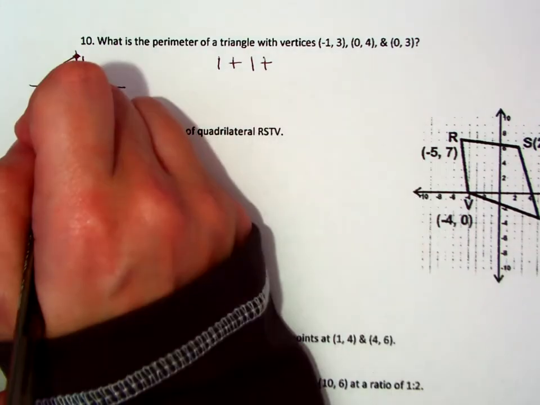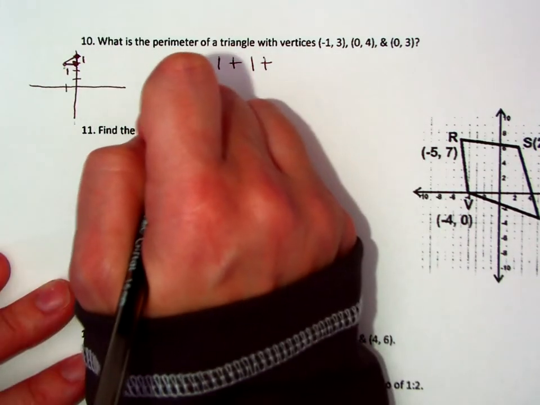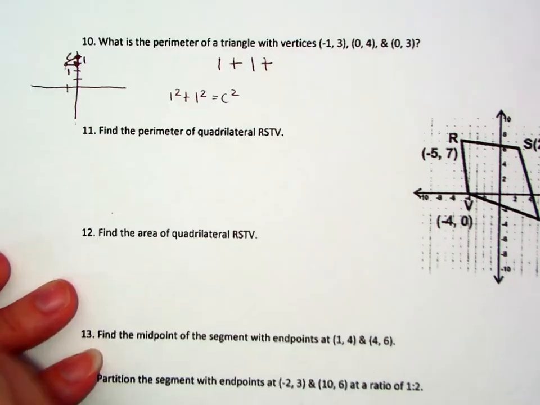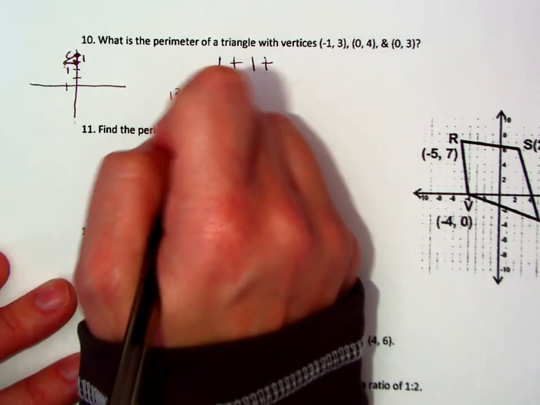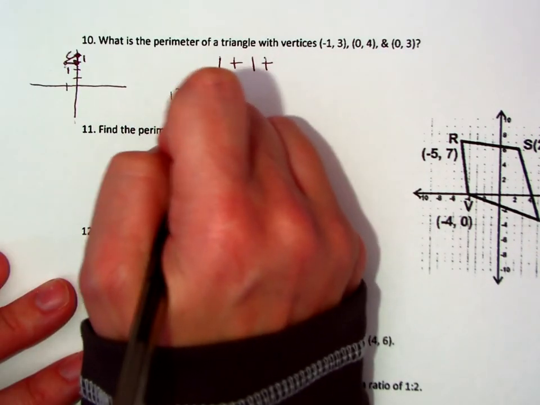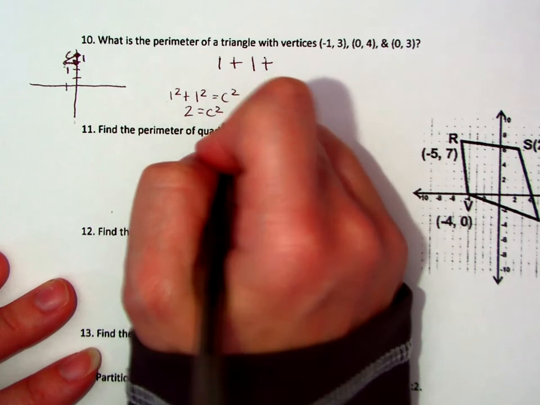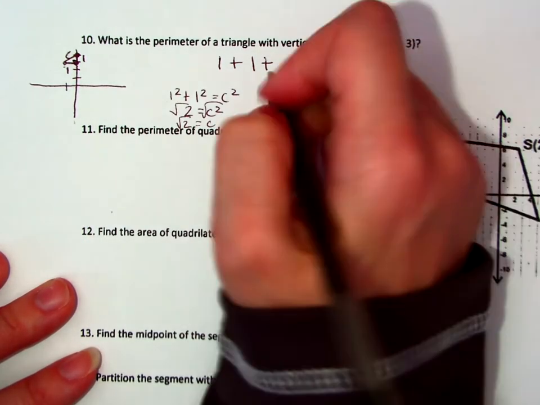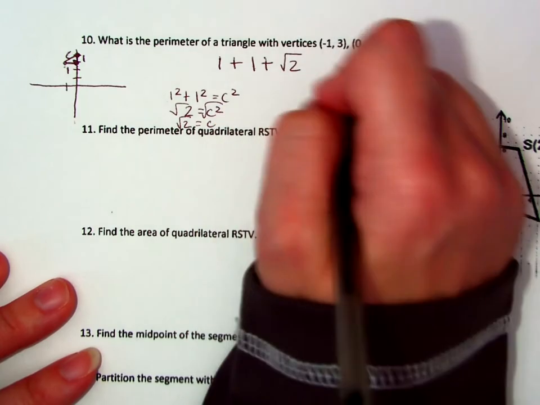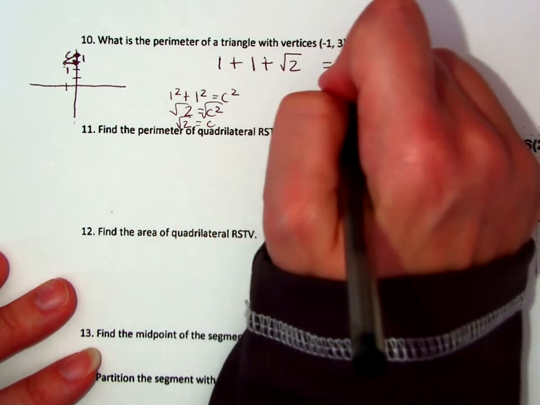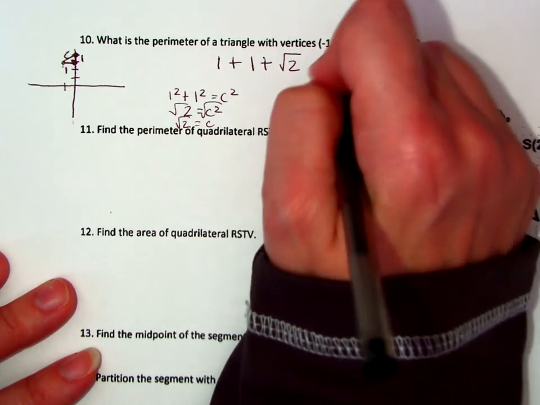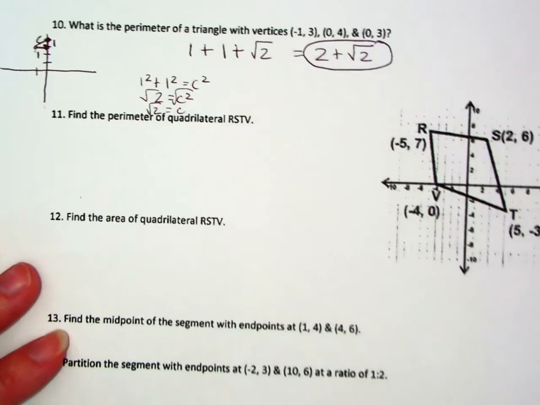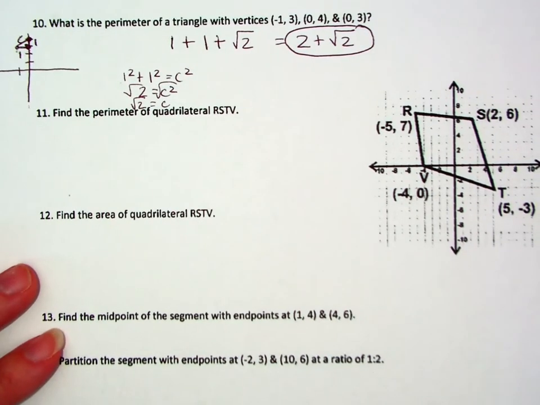So I've got my 2 legs here, so leg squared plus leg squared is going to equal my hypotenuse squared. That's going to be the C here. Then I do 1 squared, which is 1, plus 1 squared, which is 1. So 1 plus 1 is 2 equals C squared. The inverse of squaring is to take the square root of both sides, so C is going to be equal to the square root of 2. So it's 1 plus 1 plus the square root of 2, which when we clean this up, 1 plus 1 is 2, plus the square root of 2, which is as far as I can go because those are not like terms.